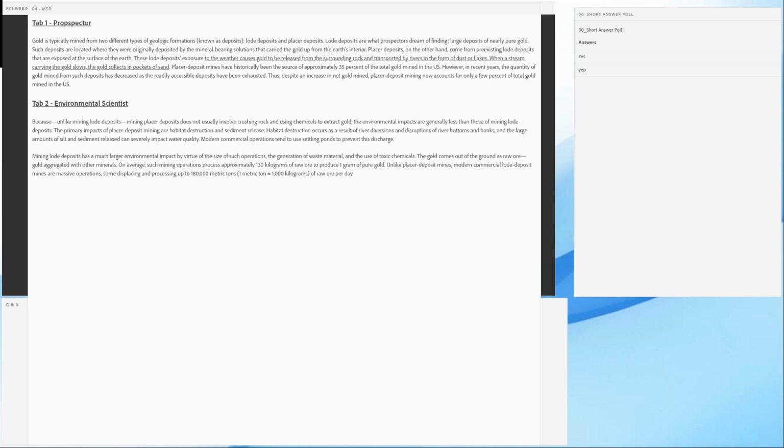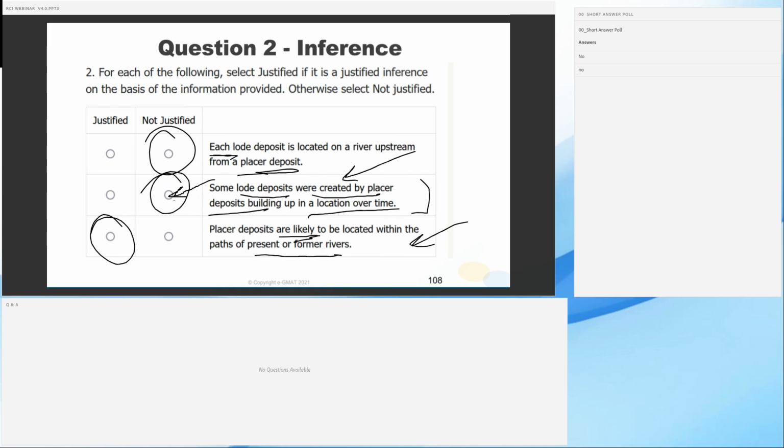Yes. Now, does it mean if you have 100 lode mines, there will be 100 placer deposits? No, right? This is what this answer choice is saying. Each lode deposit is located on a river upstream from a placer deposit, which means that if there are 100 lode deposits, there's a river and then there's a placer deposit over there. Again, visualizing the answer choice is really, really important. You can see that same core skill applied to the next level over here.